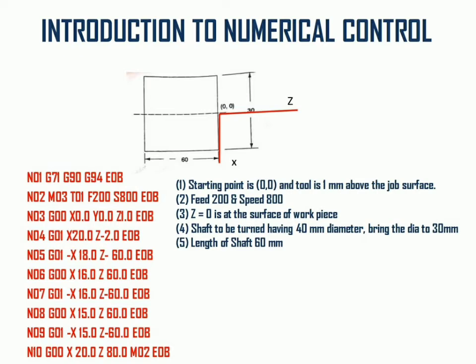Then the next instruction block, move rapidly again to the original position. I need to take 2 mm feed more. So X16.0, Z60.0, EOB. Then the machining operation is X minus 16.0, Z minus 60.0, EOB. Then again move the tool to the next feed position where X is 15.0, here we are taking a 1 mm feed. So X15.0, Z60.0, EOB. Then the turning operation we call as X minus 15.0, Z minus 60.0, EOB.